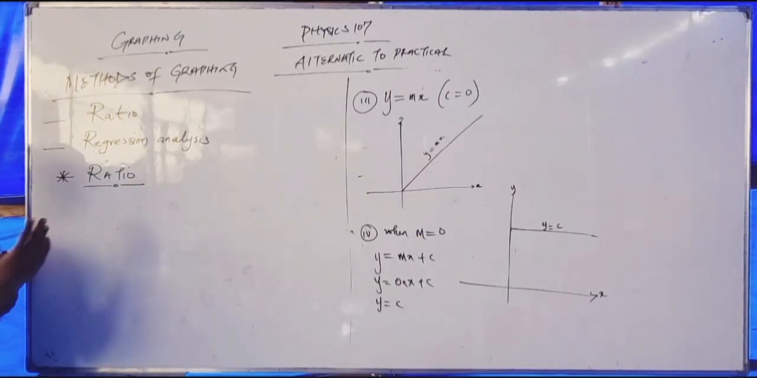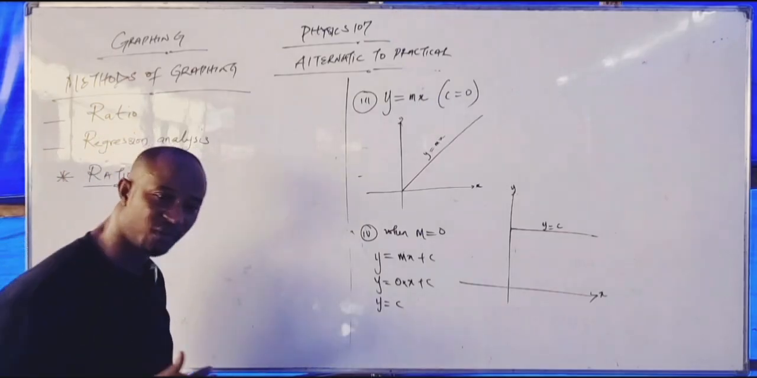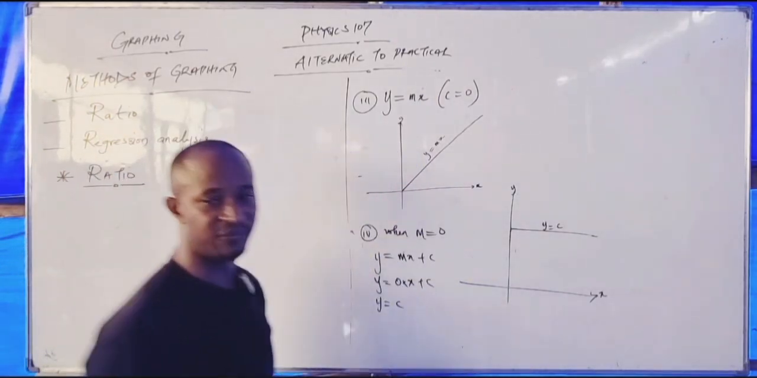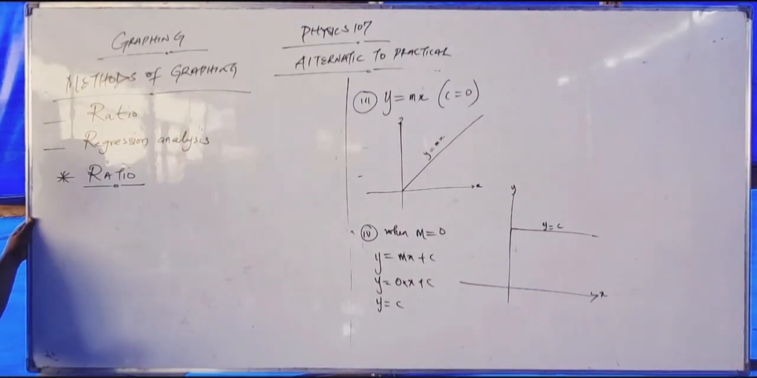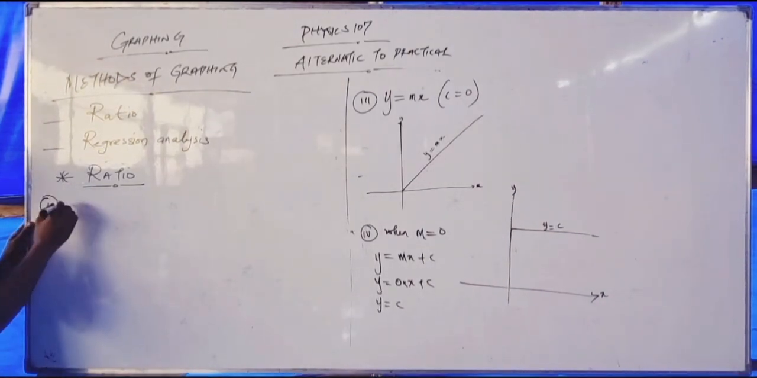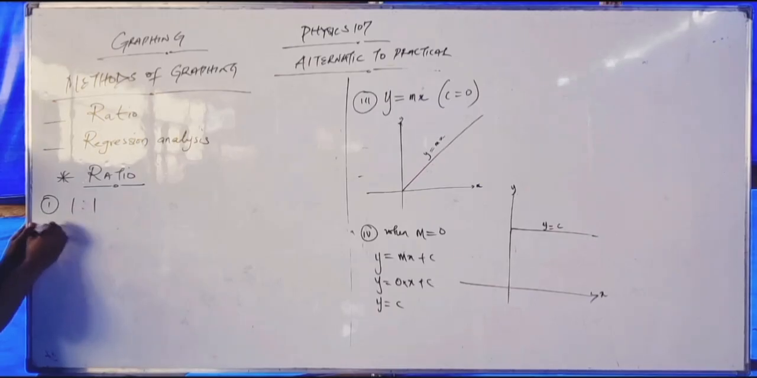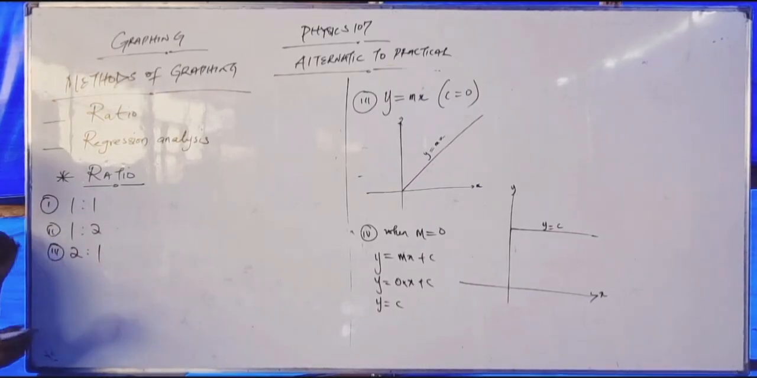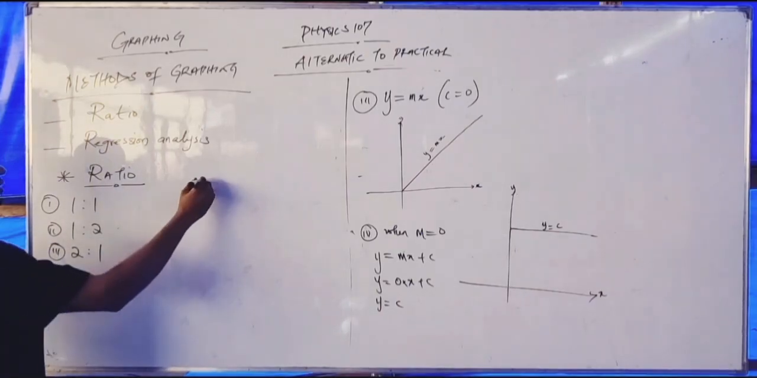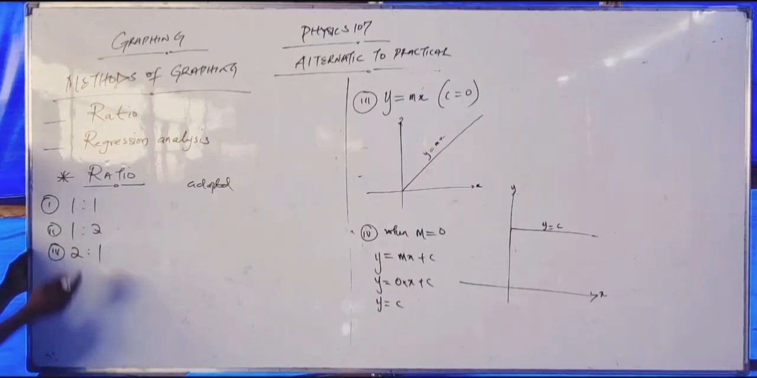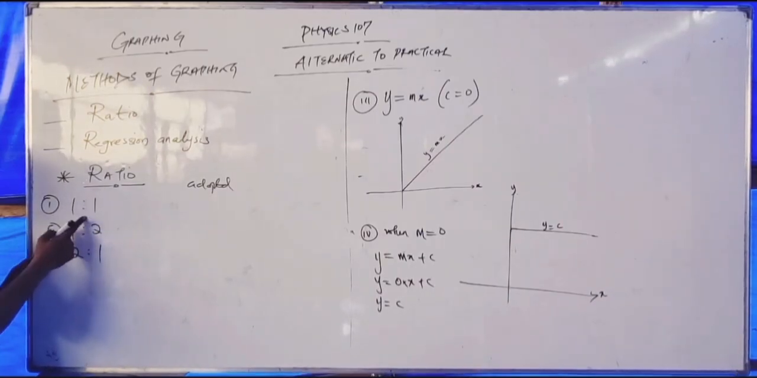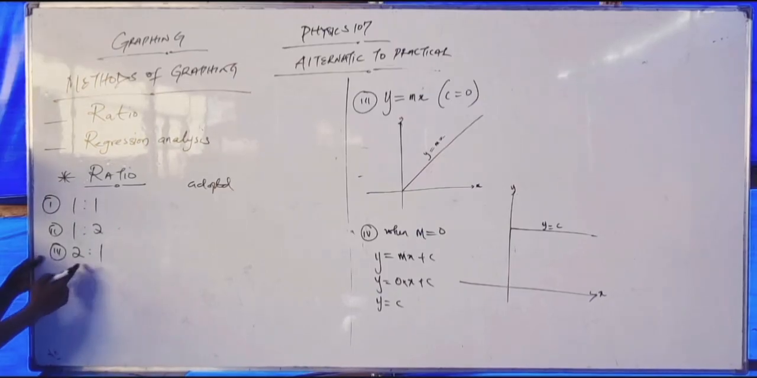Oh yeah, put this down. The following ratios are adopted in plotting a perfect graph. Number 1, 1:1. Number 2, 1:2. Number 3, 2:1. The following ratios are used in plotting a perfect graph. 1 is 1:1. Are you there? 2 is 1:2. 3 is 2:1.